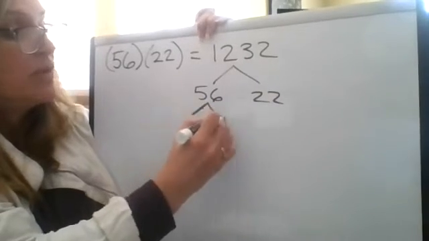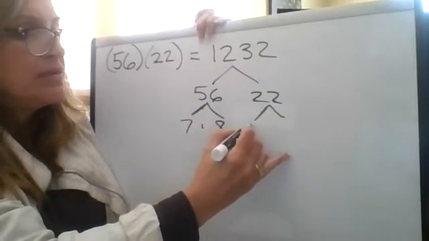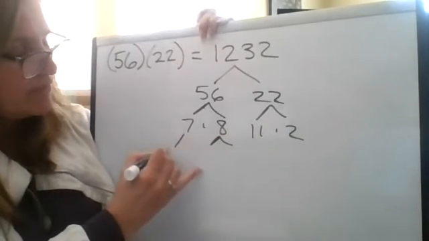And then 56, what is that, folks? Okay, 7 times 8. And what is 22? 11 times 2. So now I've got, for 8, what do I have?